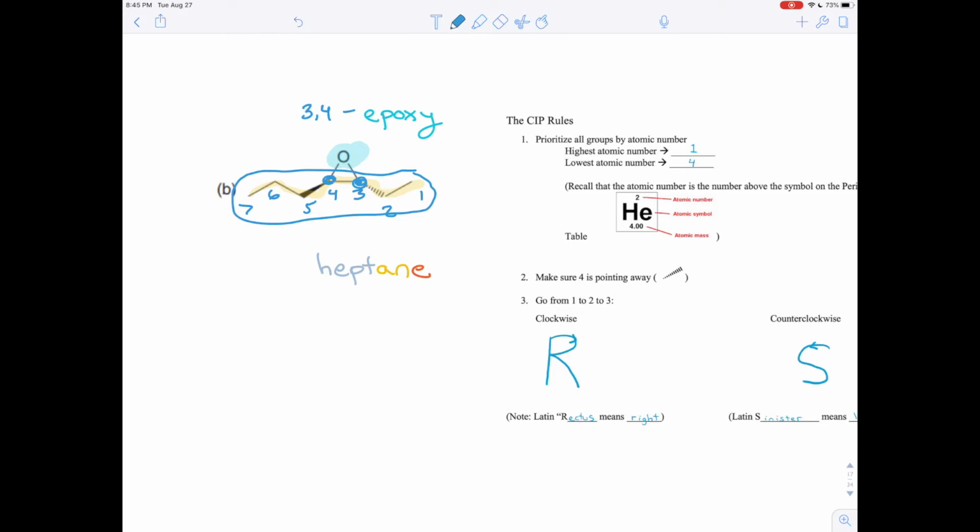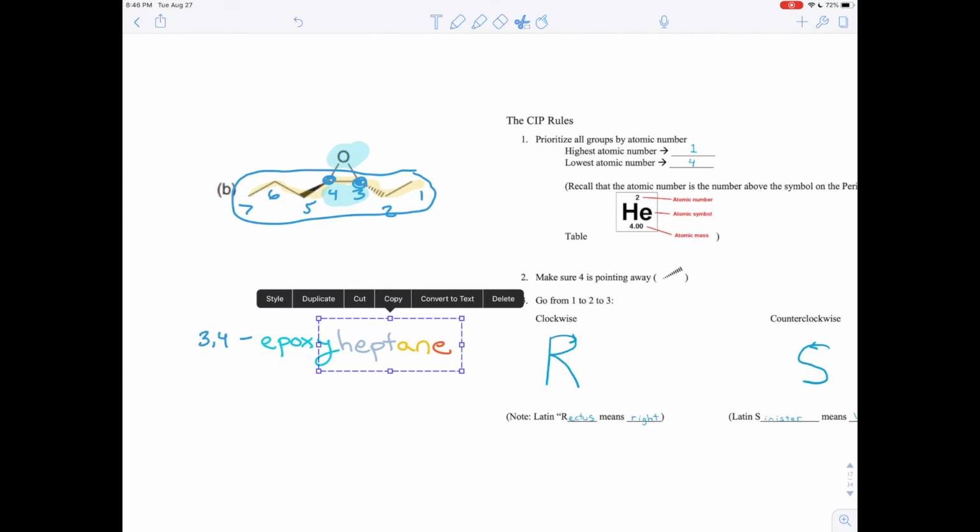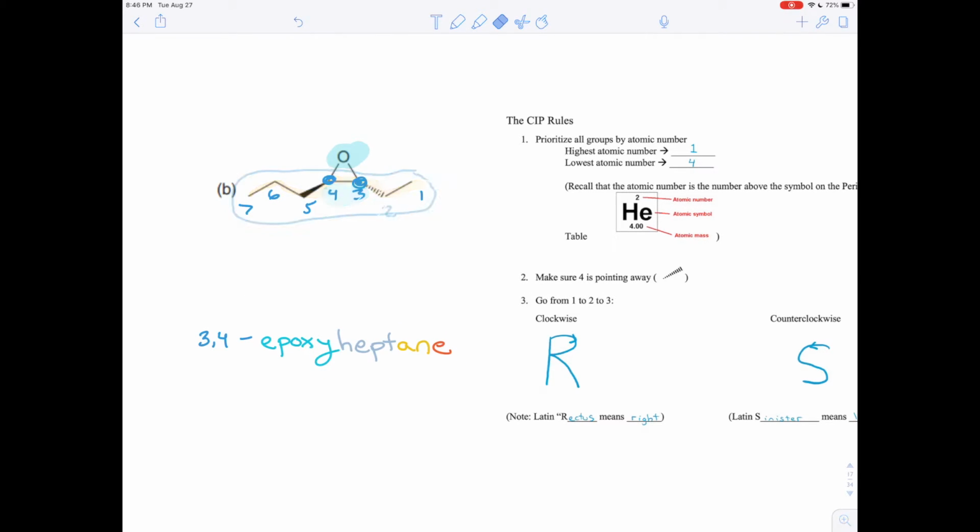Notice you want to number right to left rather than the other way around, because it gives you lower numbers. Here we had 3 and 4. If you numbered it the other way, you would have 4 and 5. So those are higher numbers. You don't want that. So 3 and 4. So far what we have for the name is 3,4-epoxyheptane. A quaint little name. And that would be the end of the story, except we have chiral centers.